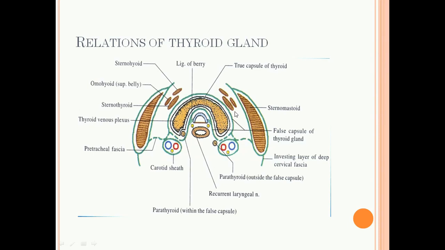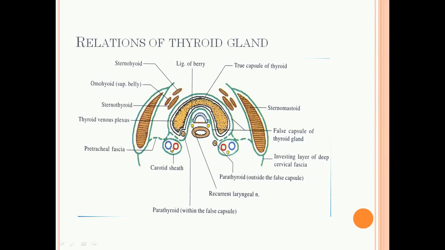The muscles which are seen in close proximity with the thyroid gland include the sternothyroid, the superior belly of omohyoid, and the sternohyoid. There are various muscles seen at a distance, like the sternocleidomastoid, which is a larger muscle forming the lateral boundaries of the neck.